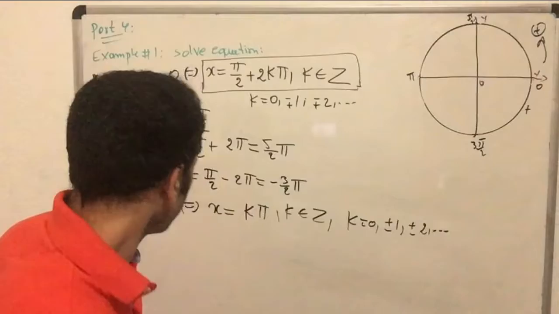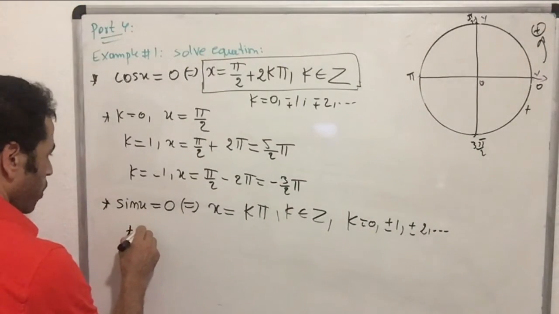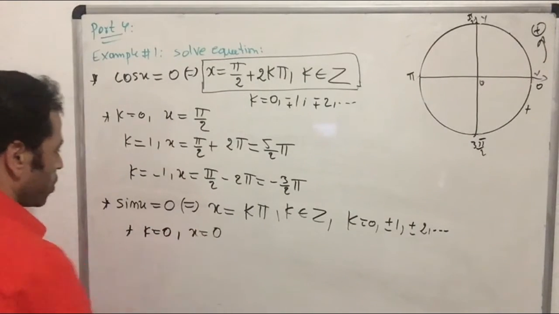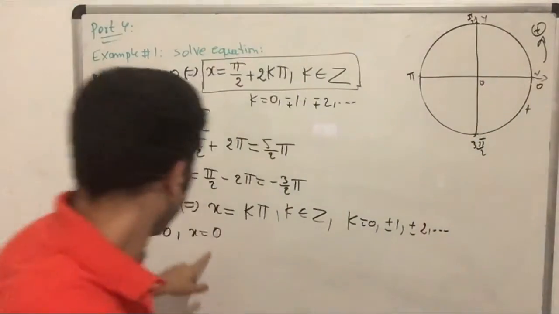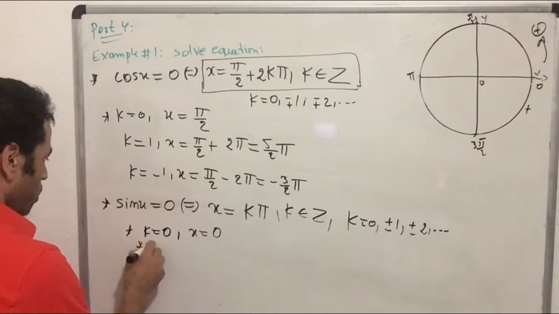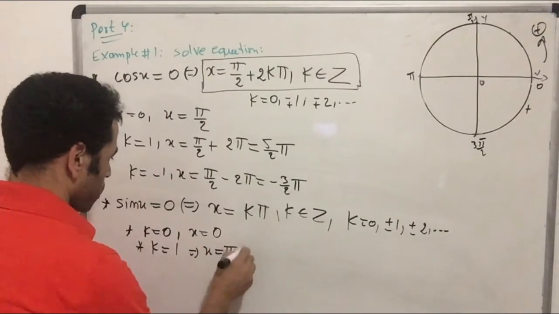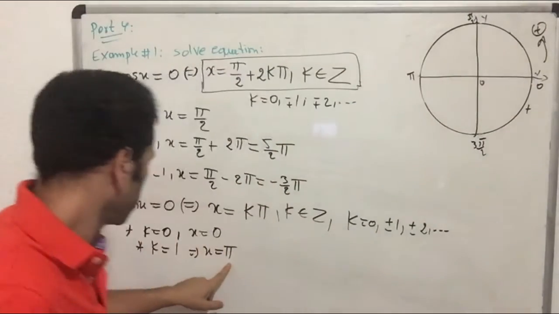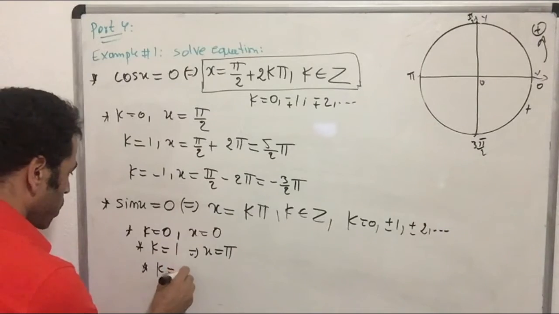Now let's take k equal to 0. That means x equal to 0. Sine of 0 equal to 0. That means this solution is true for k equal to 0. Let's take k equal to 1. That means x equal to pi. That means sine of pi equal to 0. That means this solution is valid. Let's take k equal to minus 1.